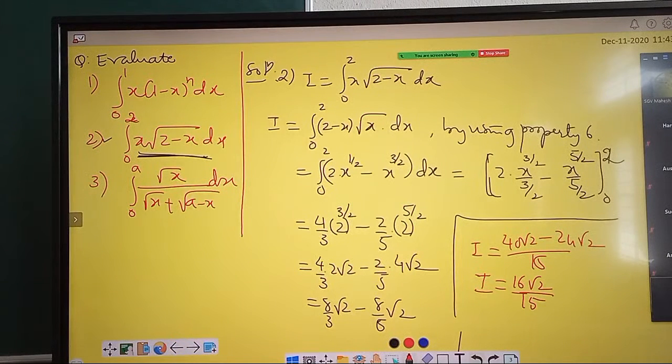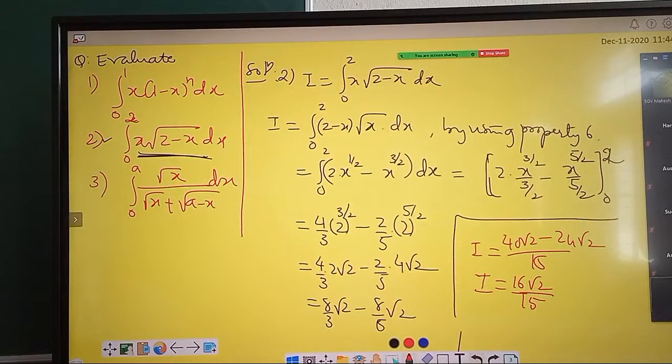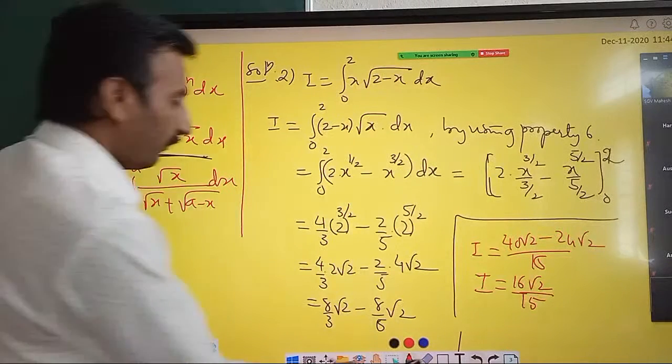Do fast. Those who complete the second, go for the third one. Apply the property and add both. First and second you have to add. First you call this as 1. After applying the property, add 1 and 2. You get the answer for it. Correct? Yes.